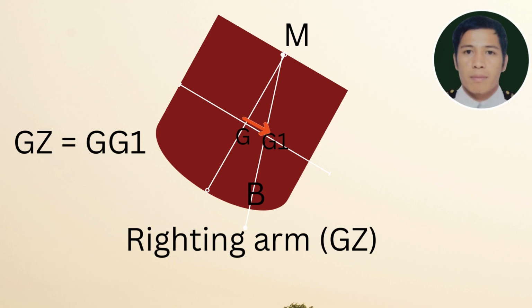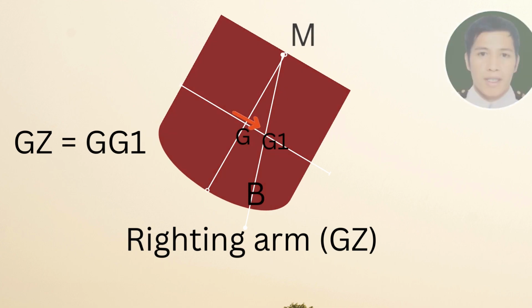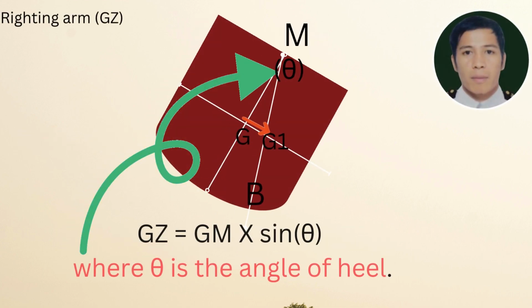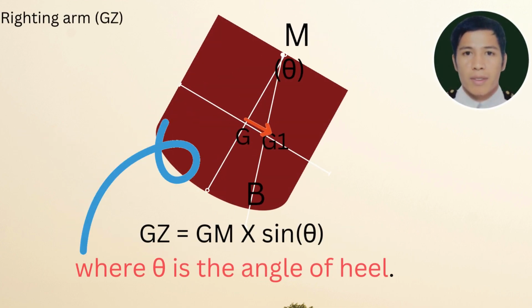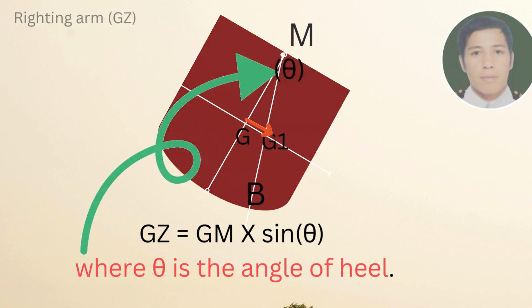Righting arm. Righting arm, GZ, is the horizontal distance between the center of gravity, G, and the center of buoyancy, B, when a ship is tilted. It represents the lever arm through which the righting moment acts to restore the ship to an upright position. A greater GZ means a more effective righting moment, which enhances stability. Righting arm can be calculated as GZ equals GM sin θ, where θ is the angle of heel.